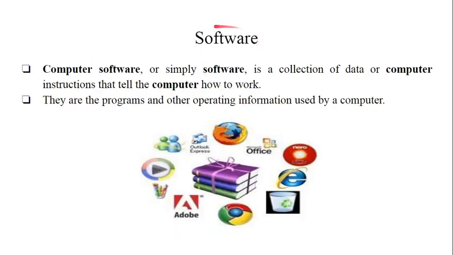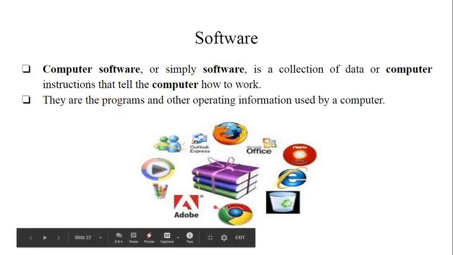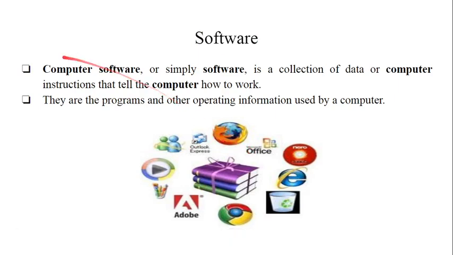So what is a software? Software are the instructions given to the computer to perform a task. Computer software or simply software is a collection of data or computer instructions that tell the computer how to work. They are the programs and other operating information used by a computer.